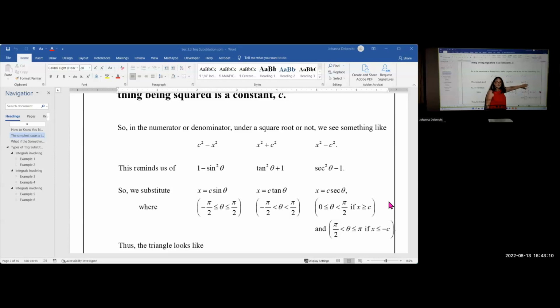When we use this substitution where x is c secant of theta, we get secant squared of theta minus 1, which can be replaced with tangent squared of theta.